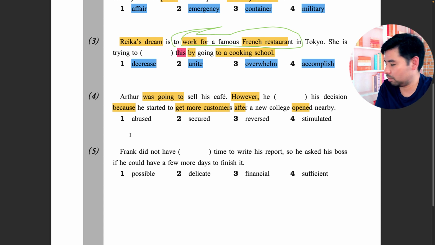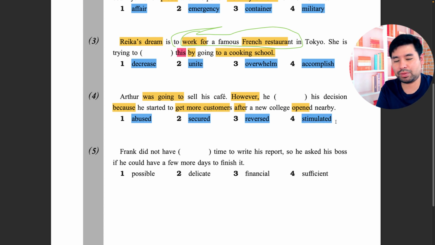So however, he abused his decision. He secured his decision. He reversed his decision. He stimulated his decision. Which one do you think is the best one here? Again, just to make it clear for you, abuse is similar to the Portuguese one. Do you know? If you don't, check that. Secured means make it safe. Reverse means you did the opposite. You changed that. That's why you reverse.